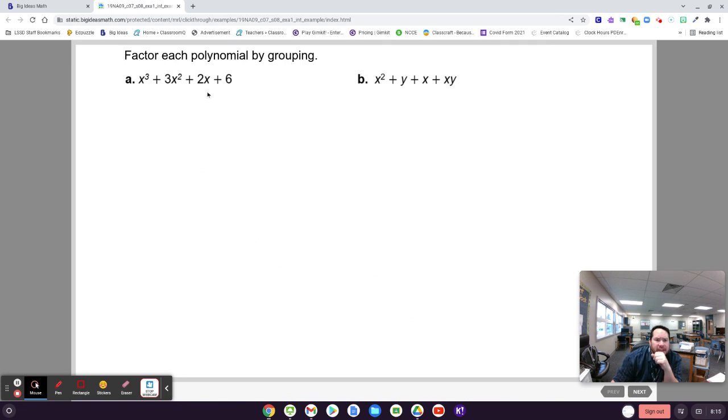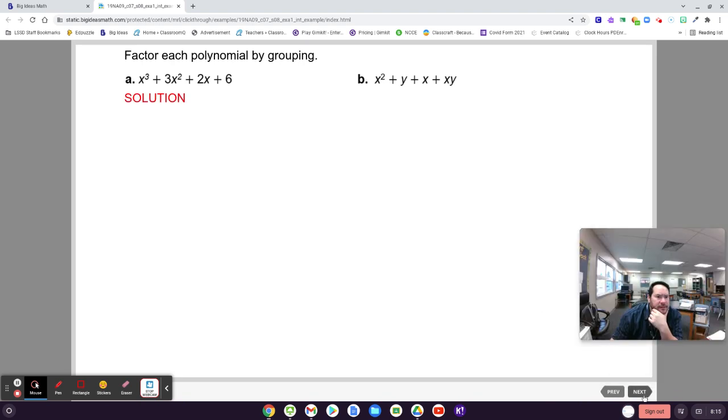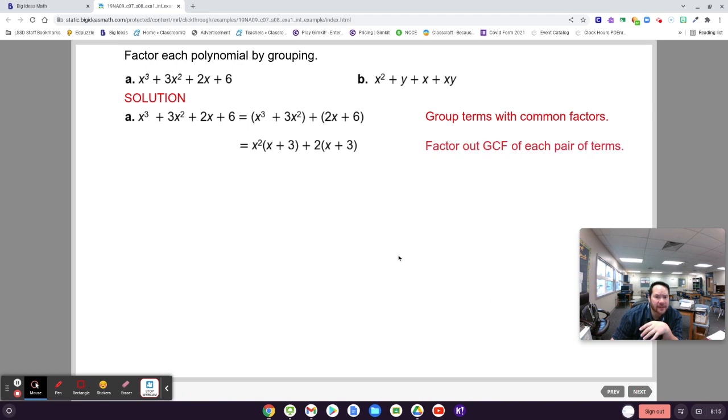So if you have a four-term polynomial, the first thing you want to do is try and group them by common factors, and we'll go through A together, and then you're going to try B. So you can group the first two together and the second two together like that. And then here you can factor out an x squared from this term. Here you can factor out a 2 from that term.